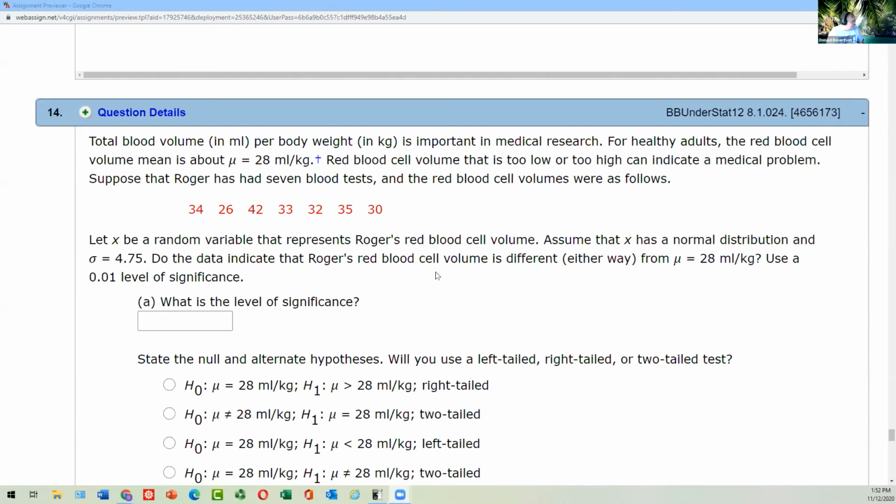So as I scan through all this stuff, I need to find sigma, so it's 4.75. I need to find alpha, which is the significance level, 0.01. I need to know what the number in the sample is, and I believe there's 7. And just to be awkward, unless I've missed it, they haven't told us the mean. So what do I need to do then? How am I going to get the mean, since they haven't bothered to tell me it?